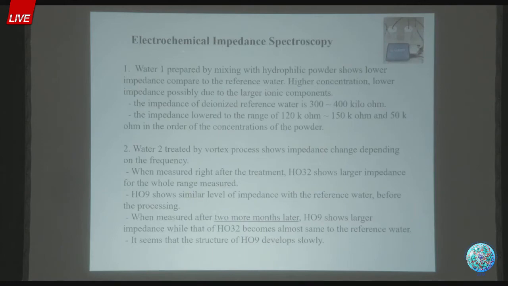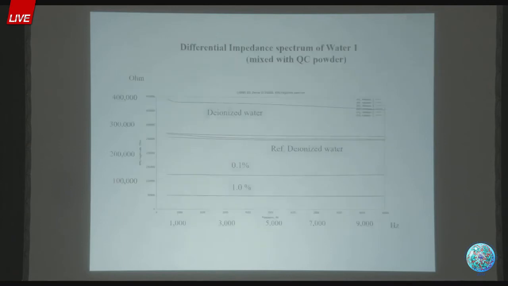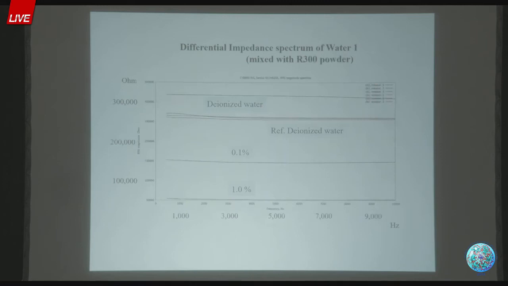And electrochemical impedance spectroscopy has also been applied to measure changes in electrical properties. And this is the QC powder. It's a reference, the ionized water, and then the reference water, and the impedance lowers in order of the concentration, 0.1% to 1% or so. And I think that this is because the ionic concentration increased due to the mixing with powder. And the same trend was observed for the R300 powders, 0.1%, 1%, lowering.